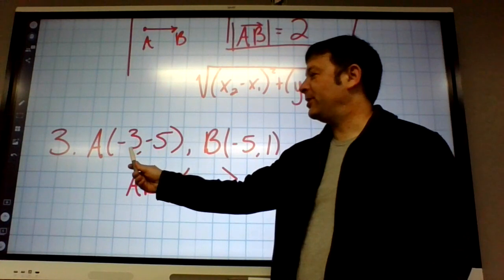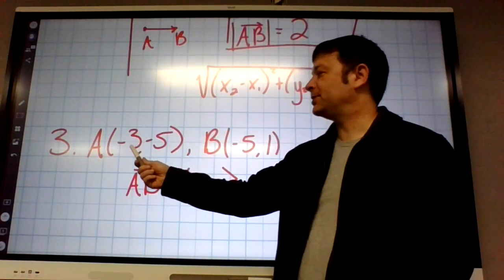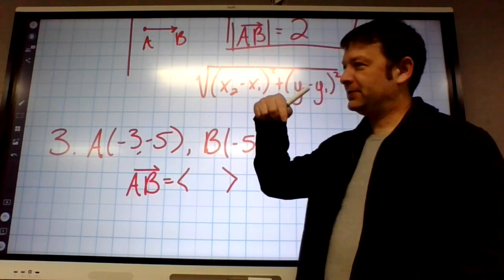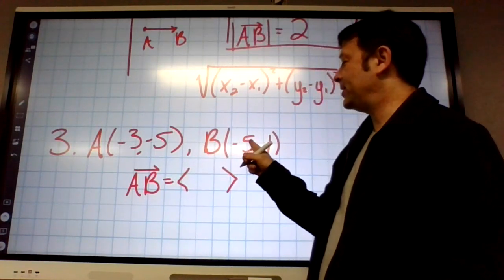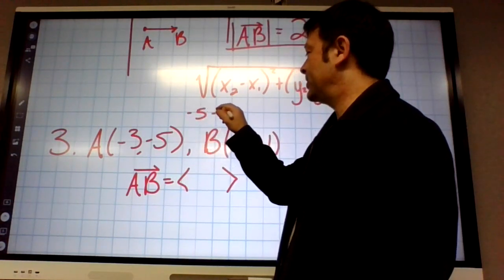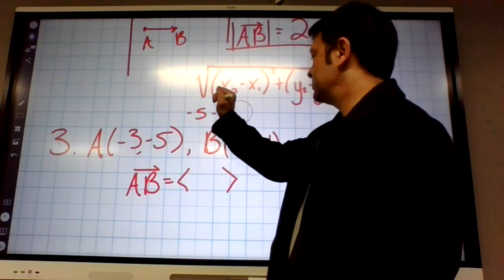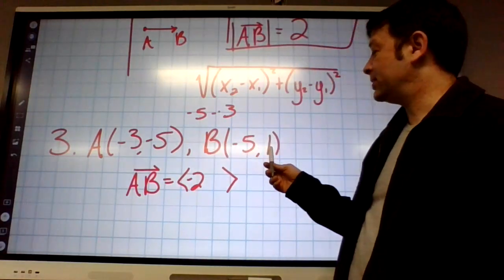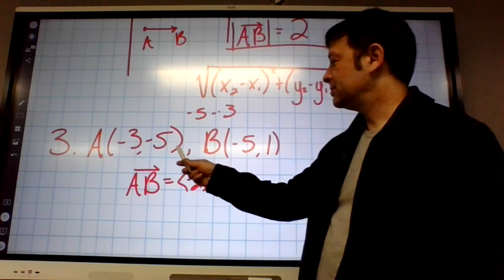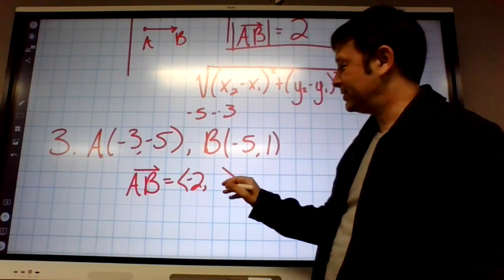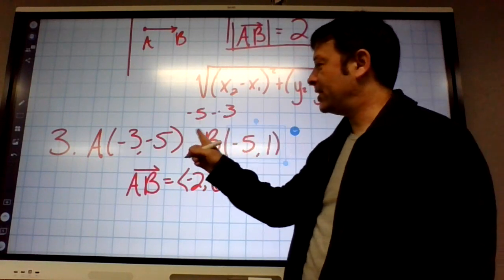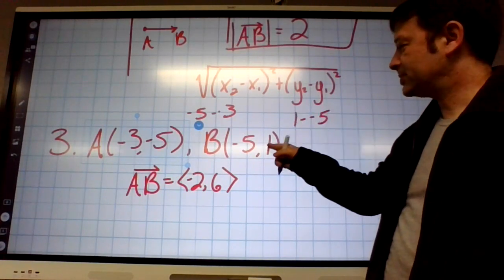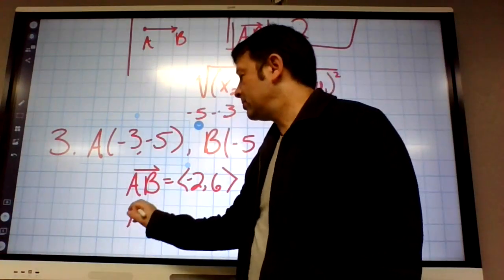Okay, so how far are we going in the x direction? From -3 to -5, how far is that moving? -2. Okay, and if you get confused, just do x2 minus x1, right? Like that. Alright, so it's -2. And then from -5 to 1, it's going up 6, yeah. Or you can do 1 minus -5. It's +6.